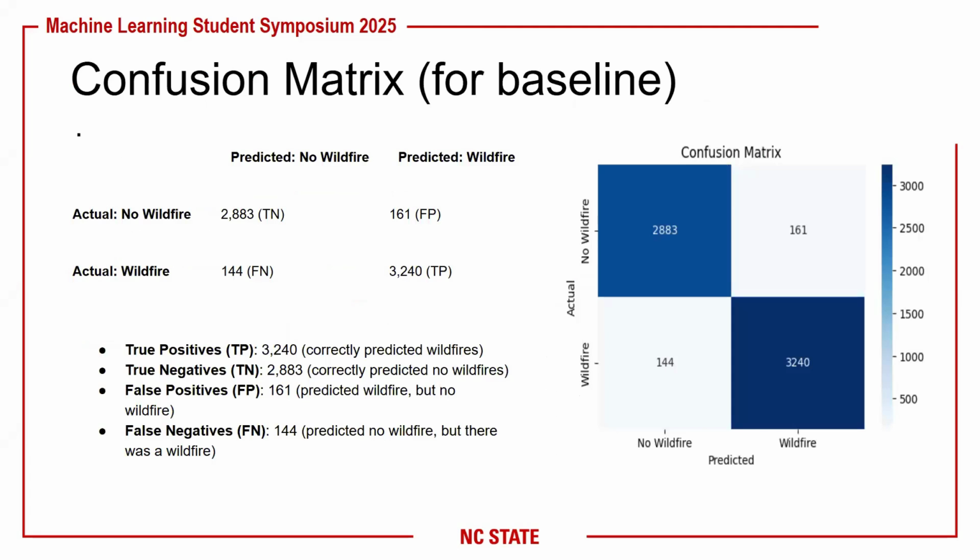This is the confusion matrix of our baseline model. You can see that it predicted correctly 3,240 wildfires and 2,883 non-wildfires, but it still produced a few false negatives, which is 144, and 165 false positives. This makes us understand that the baseline was solid and we needed a deeper model for better accuracy.